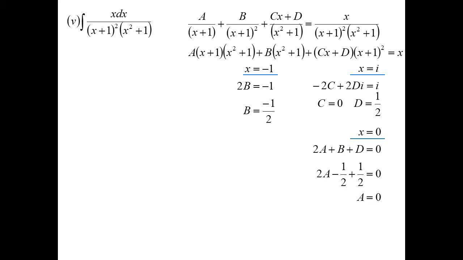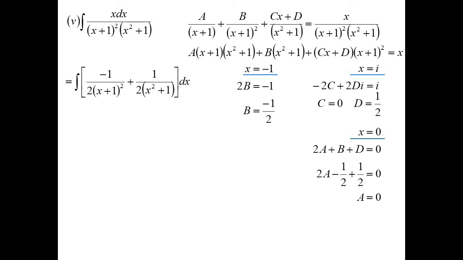Well, I know what b, c and d are, so how about I just substitute in x equals 0, because I can't see a substitution that's going to make the other ones disappear. So if I sub in 0, I get 2a plus b plus d is 0. But we know what b is, we know what d is, and after all that, a turns out to be 0. So we now have -1 on 2 (x plus 1) squared.